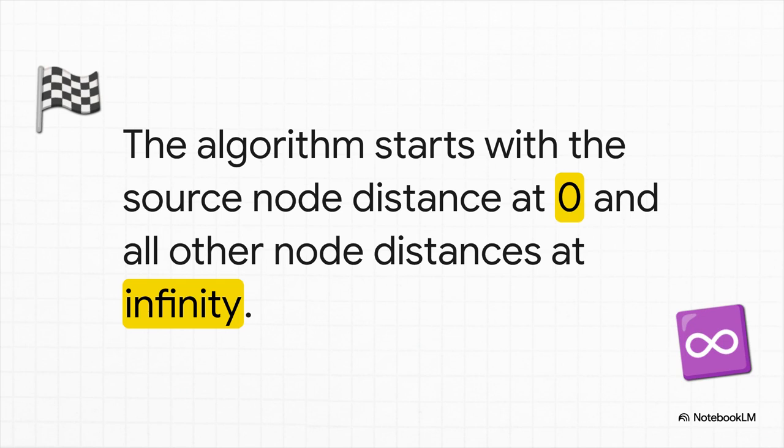Well, the idea is actually pretty straightforward. First, you set up your starting conditions. The distance to your starting node is 0, because, well, you're already there. The distance to every other node, we set that to infinity. Now that's just a fancy way of saying, at this moment, we have no idea how to get there, so we'll just assume it's unreachable.